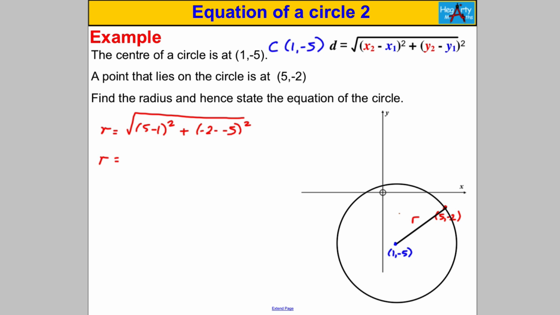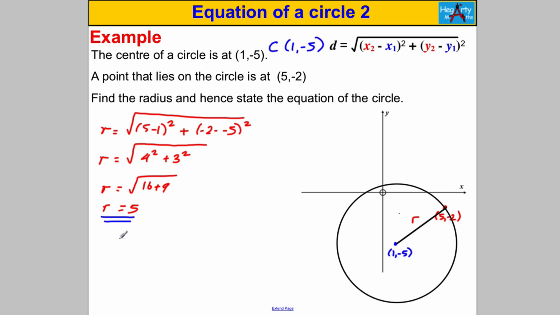So the radius is therefore going to be the square root of, this is 4 squared. This here, -2 take away -5, is -2 add 5, which is going to be 3 squared. So 4 squared plus 3 squared. And if you work that out, you're going to get the square root of 16 add 9, which is the square root of 25, which is 5. And look, we've got ourselves our radius.